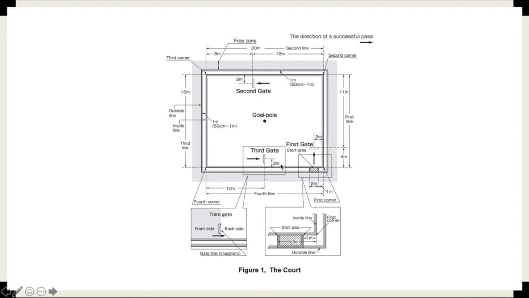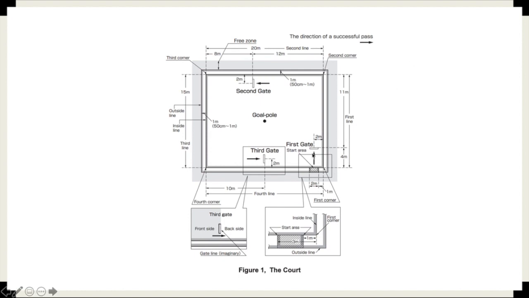Now, we're just going to read through the placement of the first gate, and the rules say, the point exactly between both legs of the first gate is positioned at a point 2 metres from the inside line and at a right angle to the third line from a point 4 metres from the first corner in the direction of the second corner. The gate shall be set so that the imaginary gate line, which passes through this centre point and runs parallel to the fourth line, is in contact with the outermost edge of both legs of the gate facing the second line. Now that's a lot of words to describe something incredibly simple.